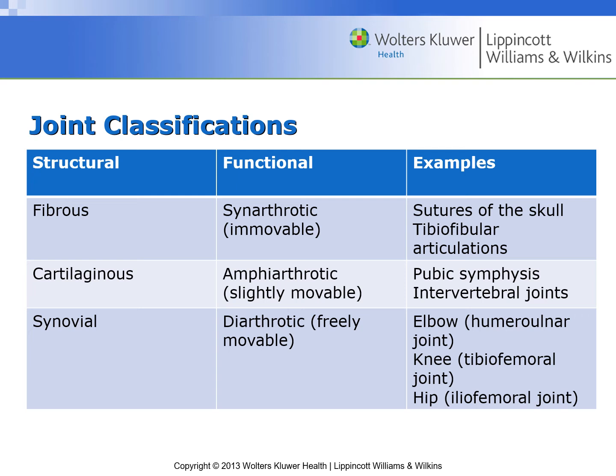Examples of fibrous joints are the sutures of the skull and the tibiofibular articulations. Examples of cartilaginous joints are the pubic symphysis and the intervertebral joints. And examples of synovial joints are the elbow joint, the knee joint, or the hip joint.